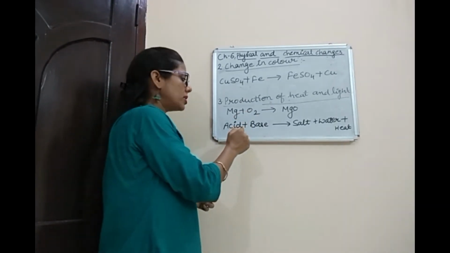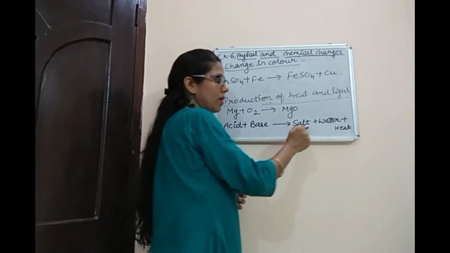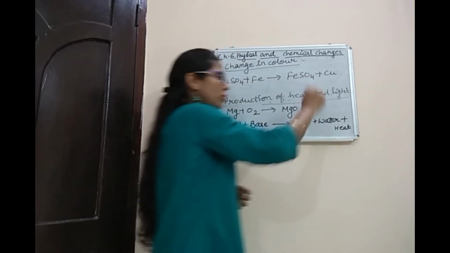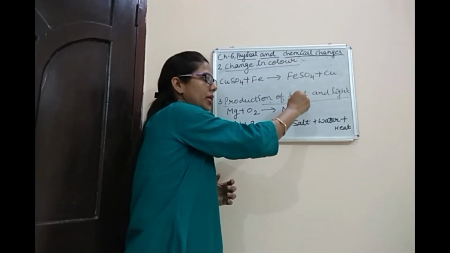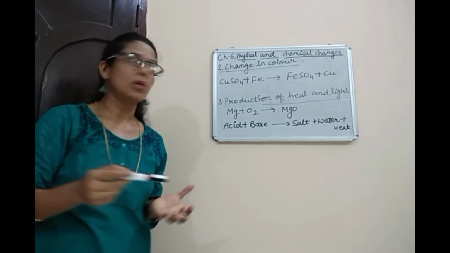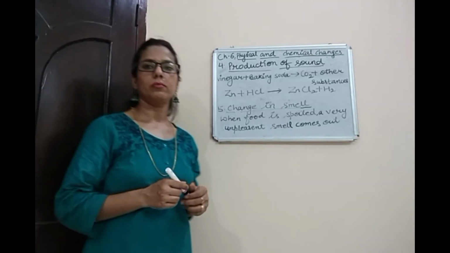One more example is there. When acid and base react with each other, they form salt, water and release heat. So in the first example, heat and light are produced, and in the second example, heat is produced. Again, there is a characteristic of a chemical change.